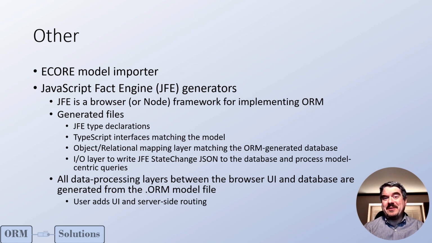I'm out of time to show anything else. There are a couple more features in here. One of those is an eCore importer, which pulls in an entity relationship model, much like you can do a database import. The other one is a bunch of generators for the JavaScript fact engine or Jiffy framework, which I've written in parallel as an ORM implementation. That is a long presentation in and of itself, so I'll let you read the slide on that. And that is NORMA Pro in a nutshell.